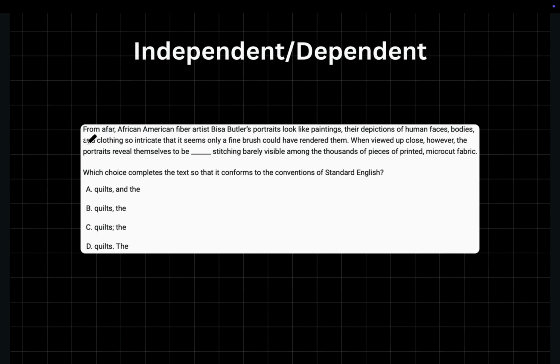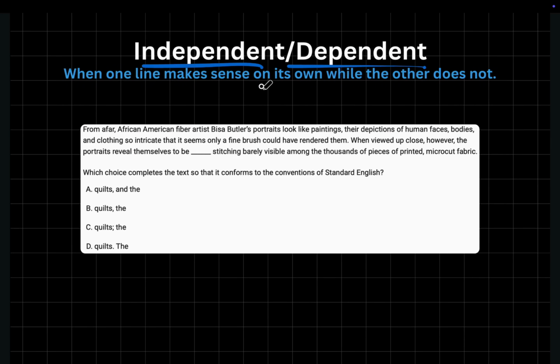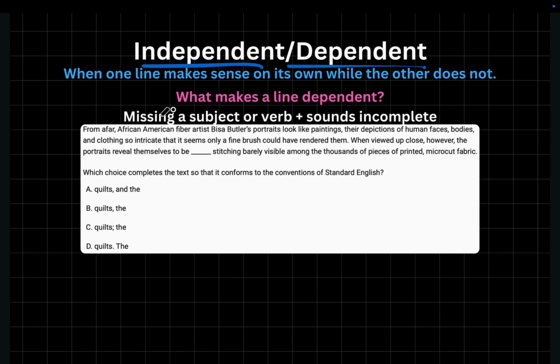Now, this next question is a little different because it is not in the independent format. It is in the independent dependent format. There are a couple of things that make a clause dependent. So, if it has no subject, or it does not have a verb, or it just does not make sense on its own, and it feels like there should be something before or after it, then the clause is dependent. Okay, so let's move on to the next question.